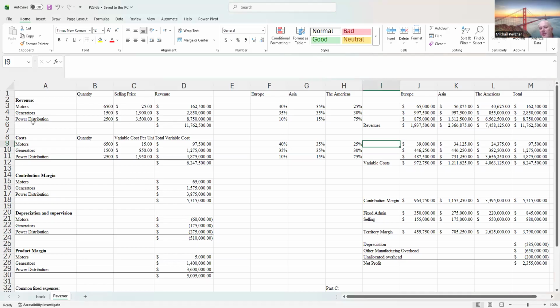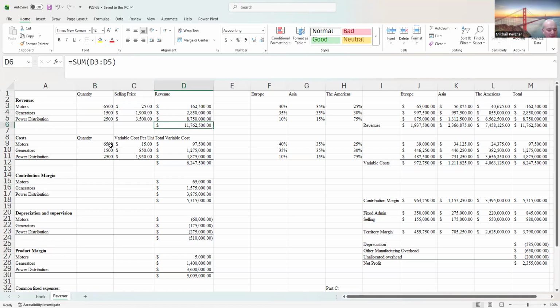So first you're given this data. First we're doing the product line income statement, which is the easiest thing to do here. You're given information on motors, generators, power distribution. In the very last table of the problem, you're given information on the unit sales and unit prices. That immediately gives you the revenues, which is simply column B times column C, and you can drag it down and calculate total revenue.